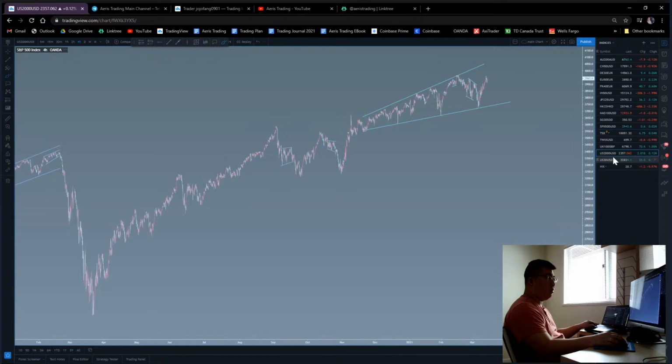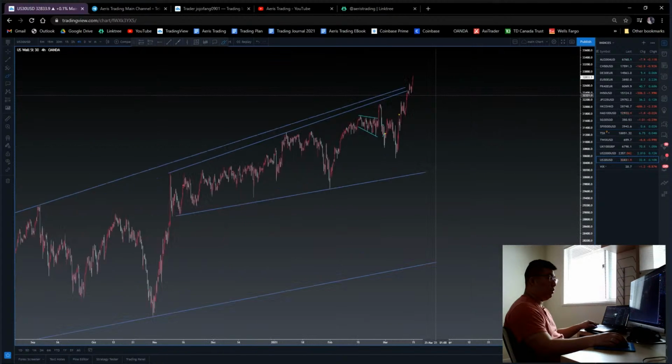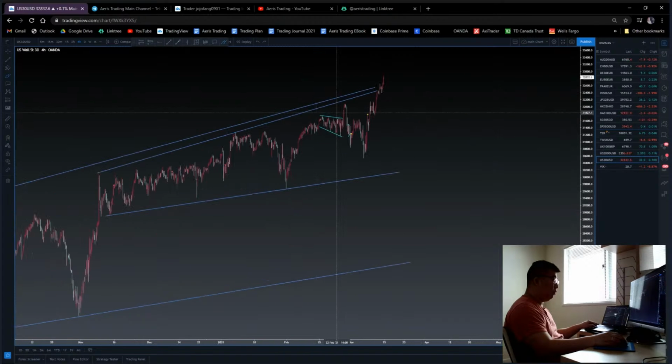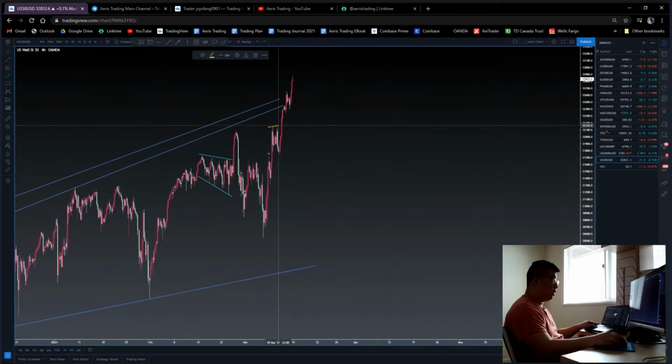Okay, so last one, same idea here. Looks like we're breaking out now, which is good for us if we're looking for a bullish continuation. This is a strong bullish push to the upside. There's a correction here. We're breaking above this high, or all-time high kind of structure now, which is good.